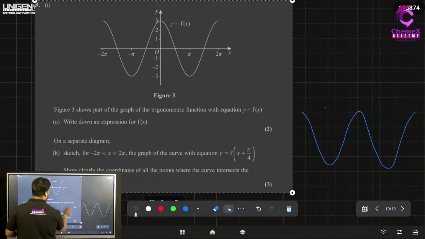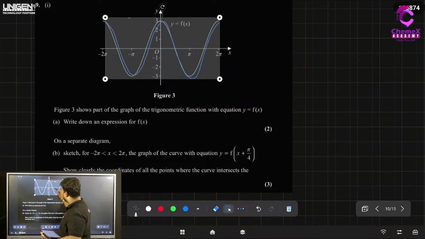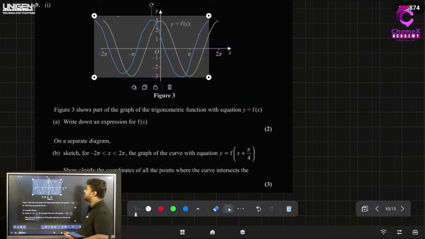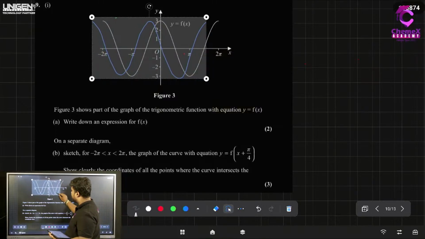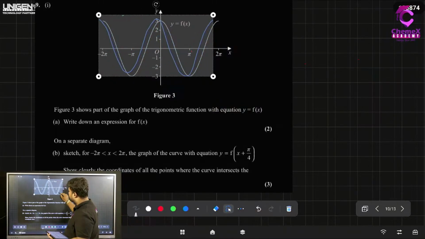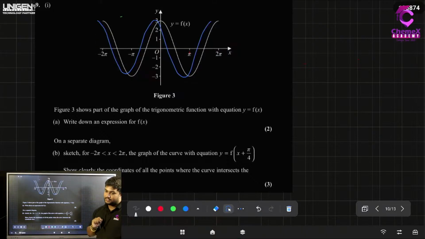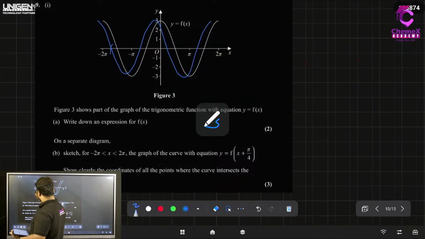Okay, it's tough. This graph actually goes 45 to this side. That's the exact graph you have to draw. Understood? There's no change in the heights or anything. It just goes 45 degrees to this side. Then you have to mark the places. Where does it cut? Minus 7 over 4 pi.